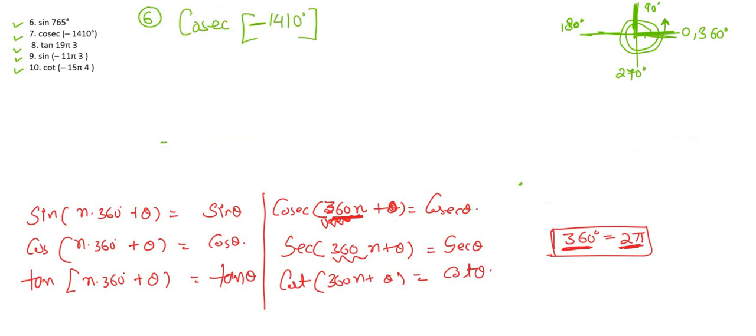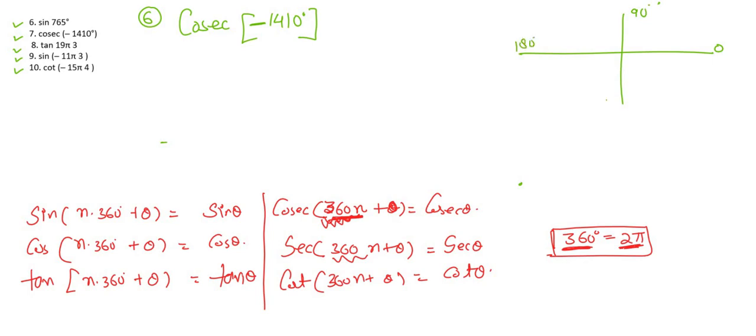So remember minus angle. Whenever there is a minus, that means we are going in reverse direction. See here, whenever there is a negative angle, 0, this is 90, this is 180, 270 and 360. But if we are saying minus, we are going in reverse direction. So we entered the fourth quadrant. In the fourth quadrant, cosec is negative. I have explained this in my previous video. So this will become minus of cosec 1410.